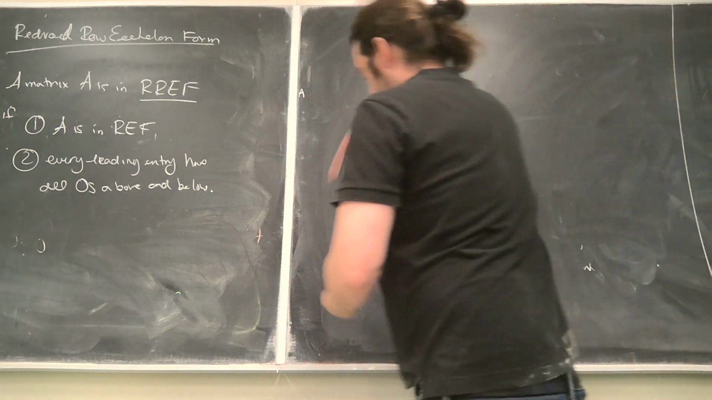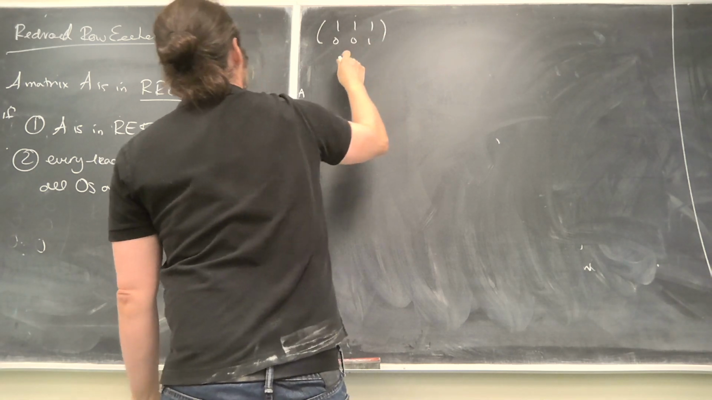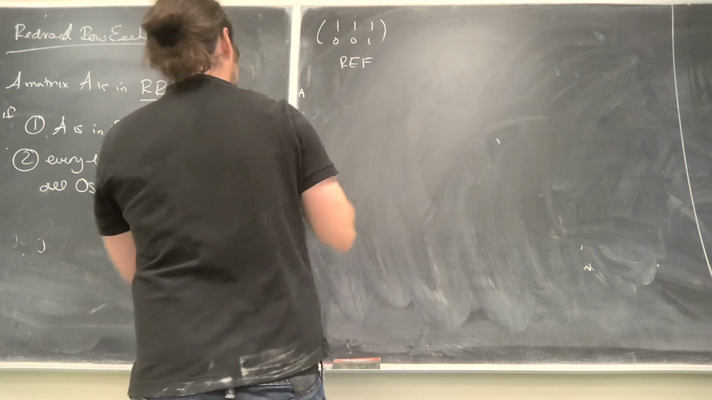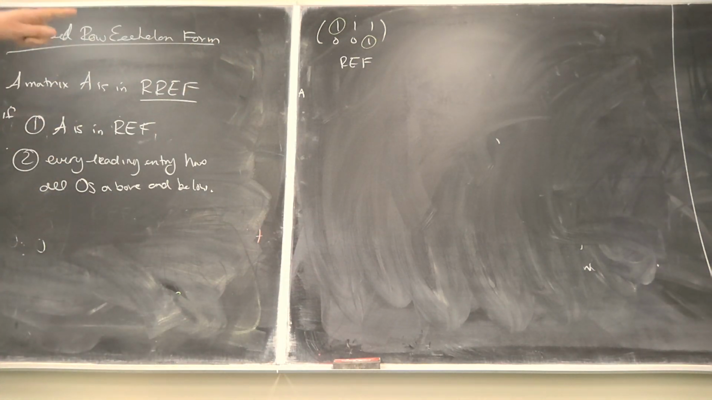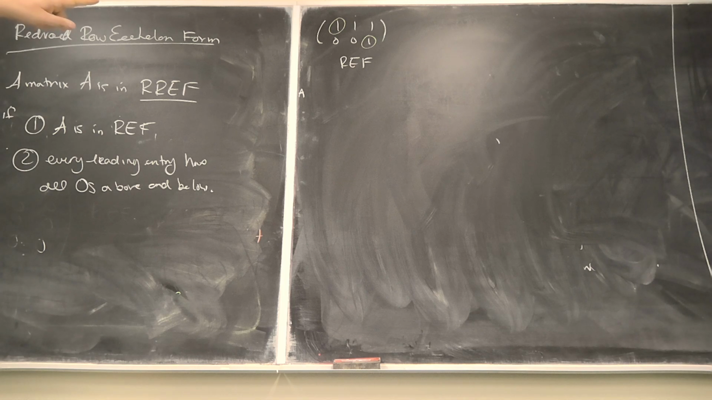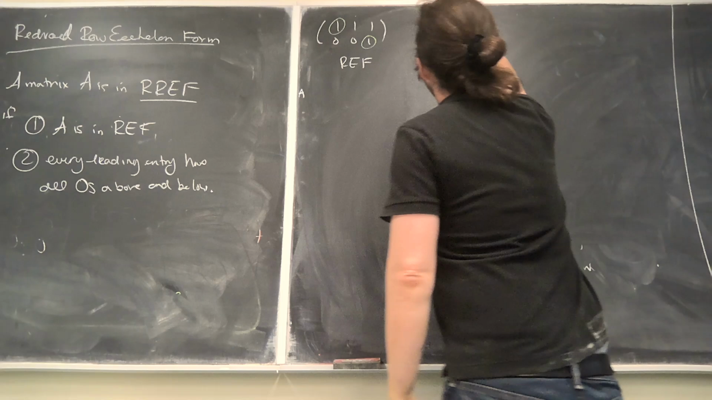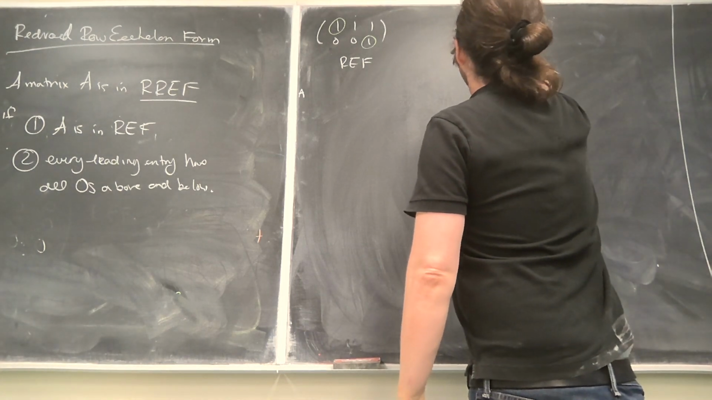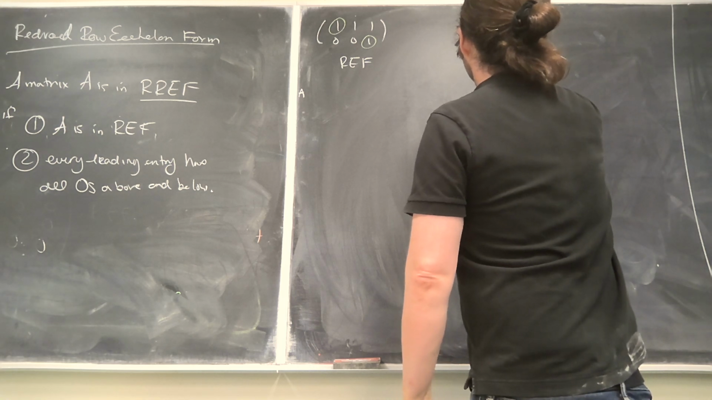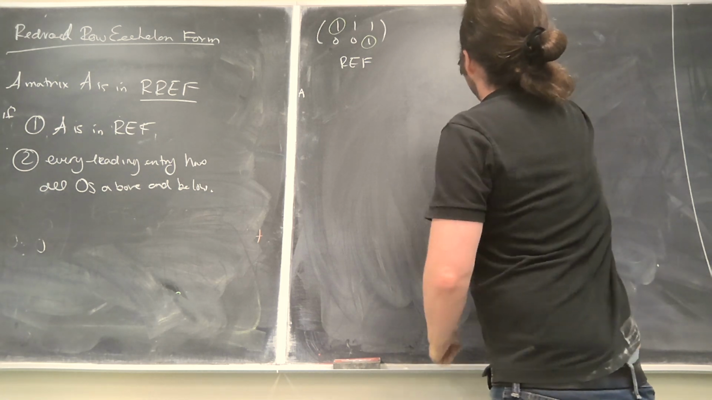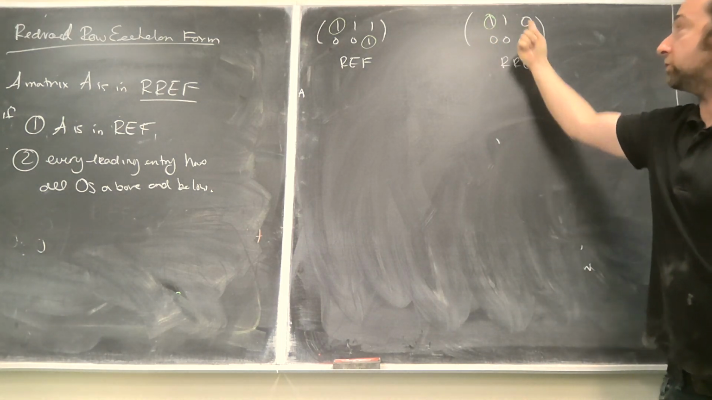Okay, so what I mean by that is if I had something like 1, 1, 1, 0, 0, 1, this matrix is in row echelon form. If also I had that above each pivot, not just below all the pivots at zeros, but above as well, 1, 1, 0, 0, 0, 1, this matrix is in reduced row echelon form. Because now these leading entries have zeros underneath them, but also above as well.